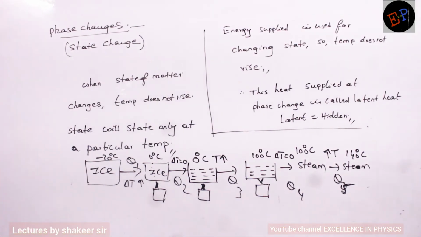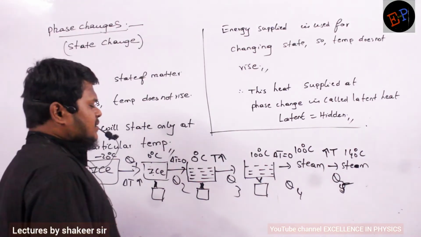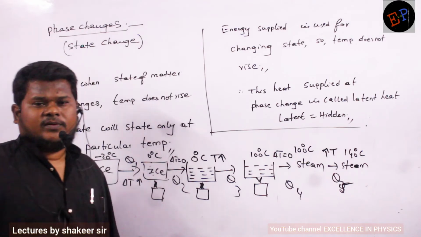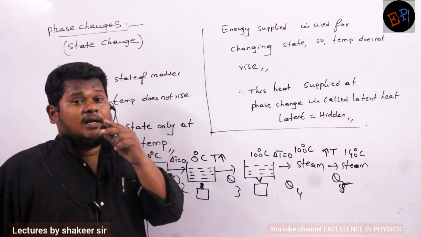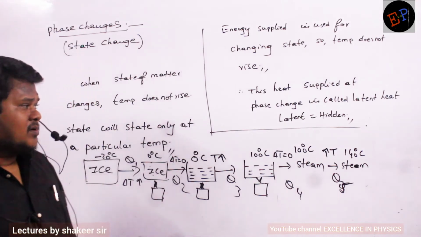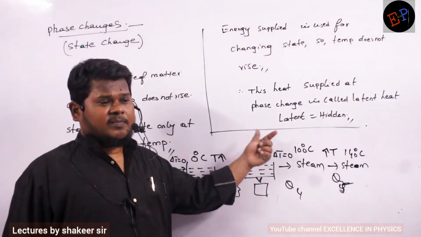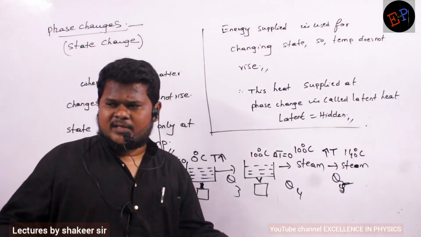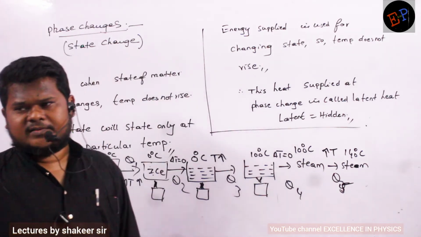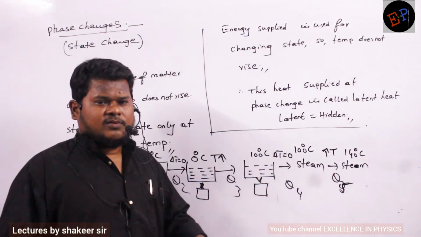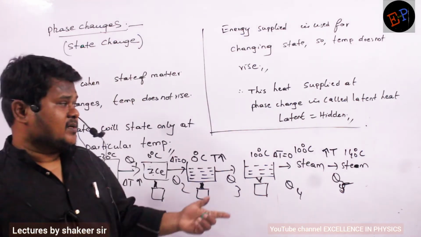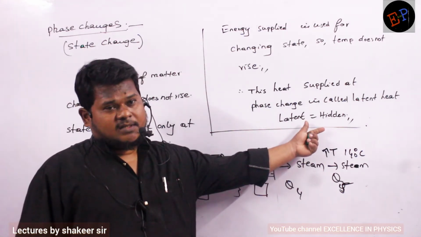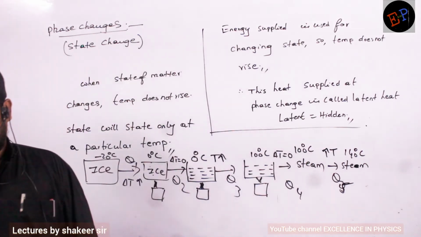So which heat is called latent heat? The energy which you are supplying when the phase is changing, that heat we can call latent heat. Why is it called latent heat? Because we are supplying heat energy, but we are not able to understand why the temperature is not rising. So that total energy appears as if it is disappearing. That is why it is called hidden heat, or latent heat.